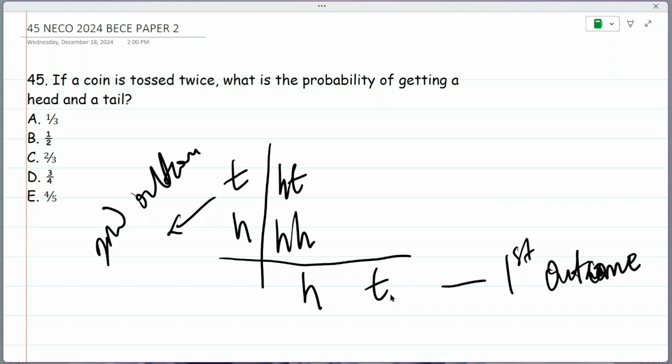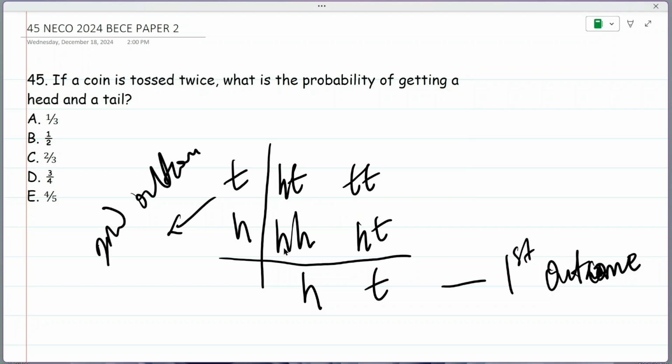Now what this tail is saying is that, let's say you toss the coin the first time, you get a tail. That's for the first time. The second time you toss it again, you can get a head. So you have a head, tail. You join the head and the tail. Now for the last, you toss it the first time, you can get a tail. The second time you can also get a tail. That's tail, tail. These are all the outcomes you can get. There are 4 of them.